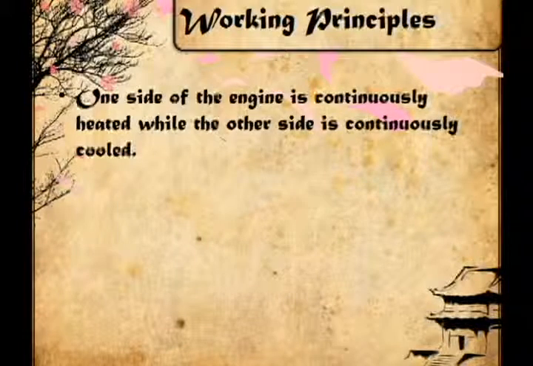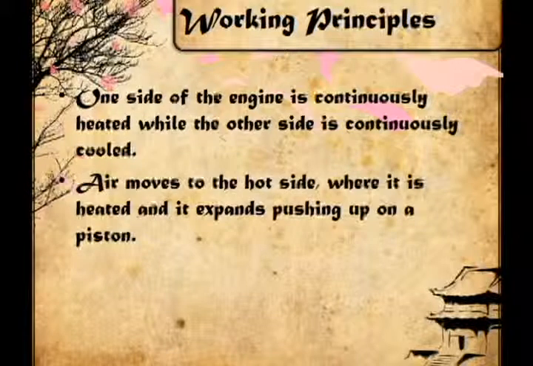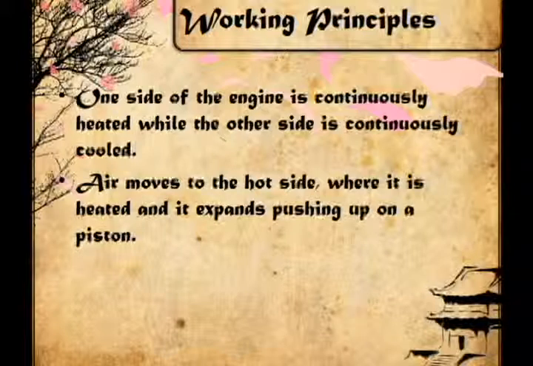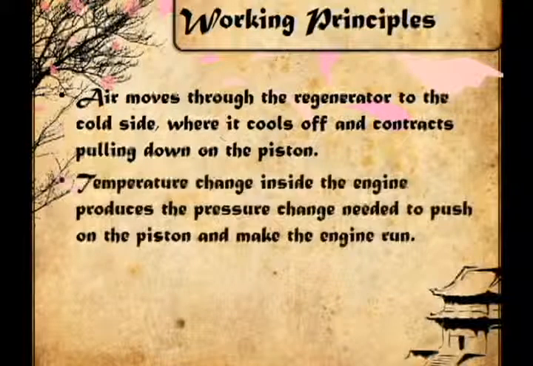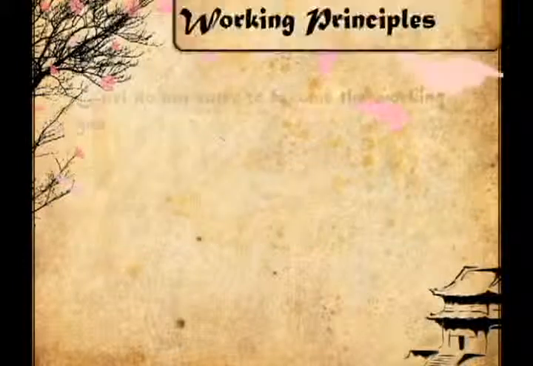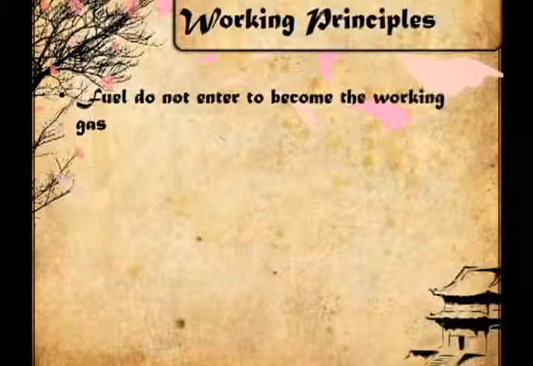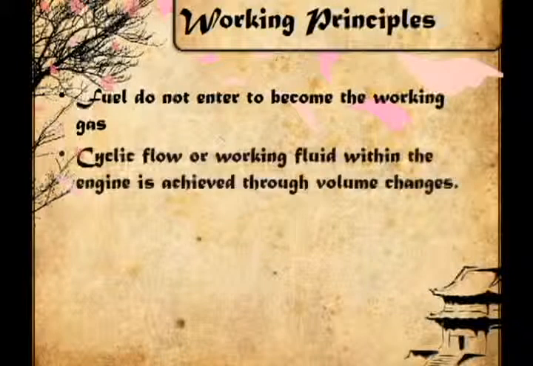One side of the engine is continuously heated, while the other side is continuously cooled. Air moves to the hot side where it is heated and it expands, pushing up on a piston. Air moves through the regenerator to the cold side where it cools off and contracts, pulling down on the piston. Temperature change inside the engine produces the pressure change needed to push on the piston and make the fuel do work. The fuel does not enter to become the working gas.